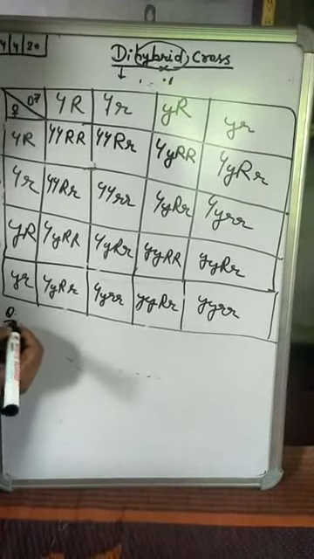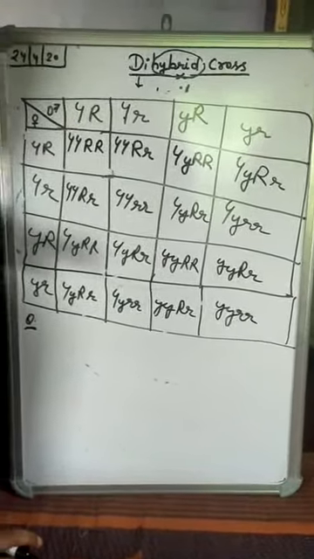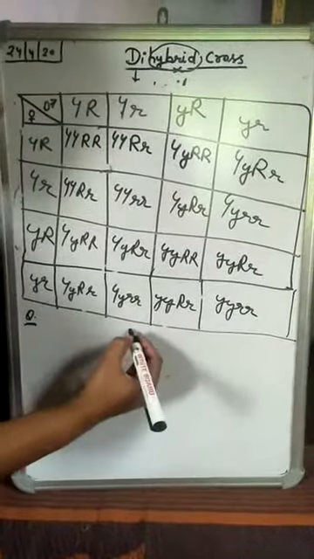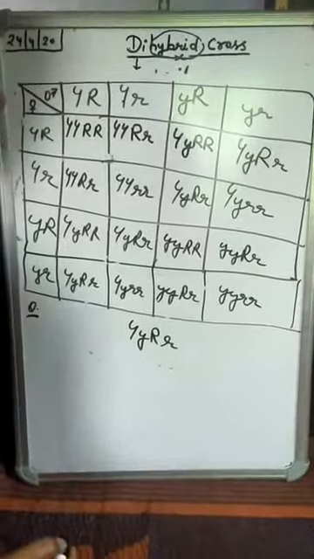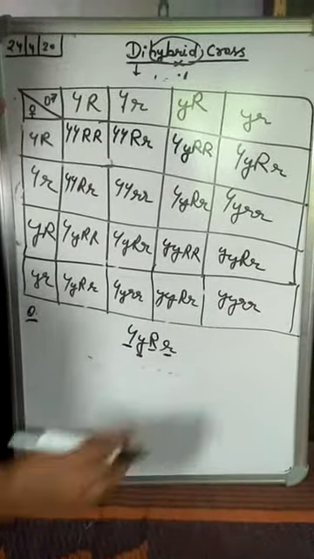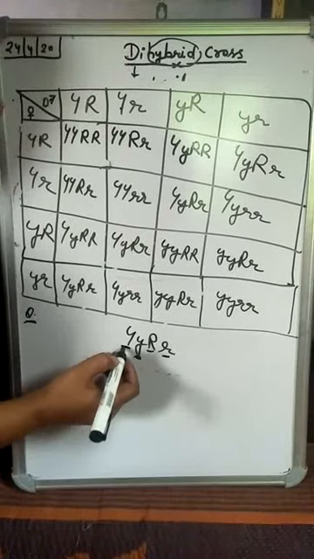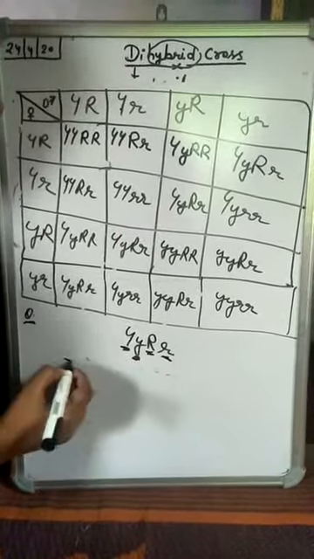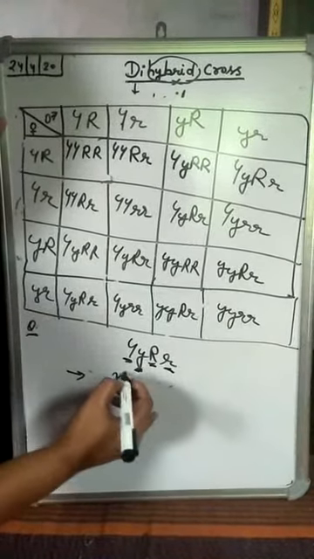Question number 1. According to this, how will we identify the number of gametes? Look, this was our F1 generation. Here you may see how many different types of gametes: 4 types of gametes are there. Clear? 4 different types of alleles are there. So the formula is 2 raised to power n.